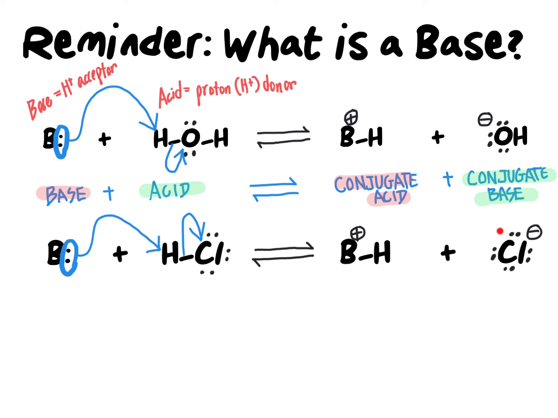In this case, the chlorine is the conjugate base, because remember the conjugate base is what results from the acid losing a proton, whereas the conjugate acid is what results from the base on the left, that was B, picking up a proton. So let's apply this information toward amines specifically.